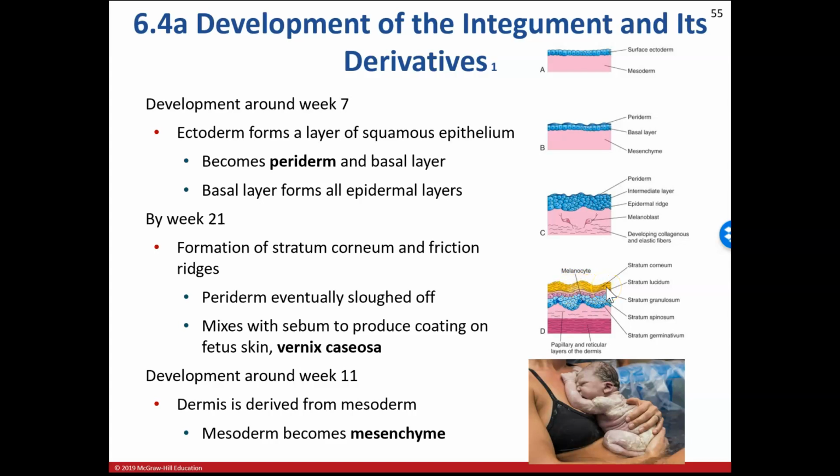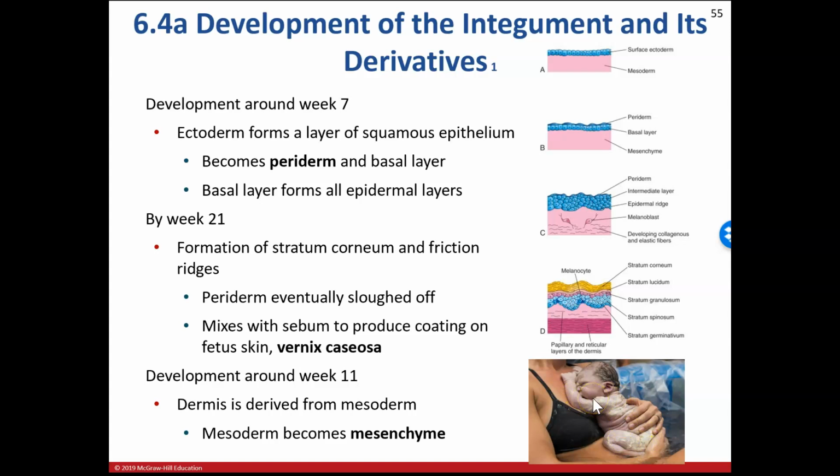taking place. The periderm is eventually going to slough off, and we see that mixes with sebum to produce a coating on the fetus known as vernix caseosa. So you could see that on this newly born baby over here. It's that white creamy substance on their body.